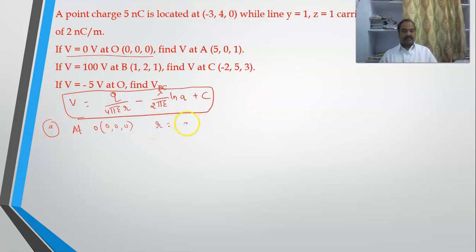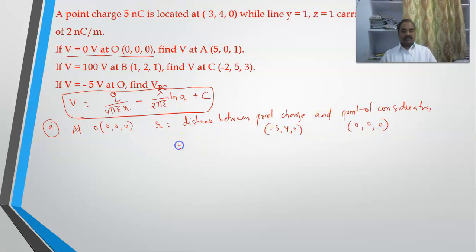Now what is the value of r? What is r? It is the distance between the point charge and the point of consideration, right? So where is the point charge? The point charge is at (-3, 4, 0). What is your point of consideration? (0, 0, 0). So what is r at the origin?